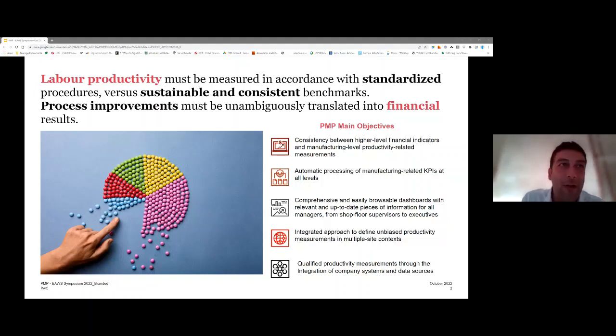So most times the discrepancies are generated by the underlying labor standards set unevenly across the organization, and it undermines a truly unbiased assessment of productivity measurements. So the productivity management platform aims at guaranteeing consistency between higher level financial indicators and manufacturing level productivity measurements, and at creating a digital platform that integrates and qualifies all relevant data sources, and automates the calculation of KPIs at all levels, providing browsable dashboards.